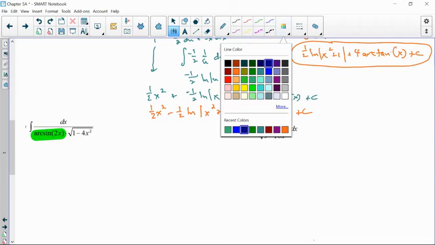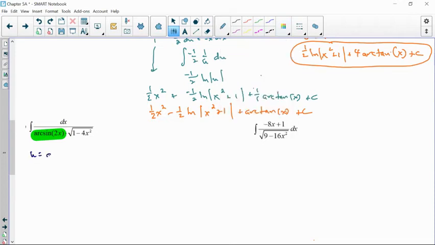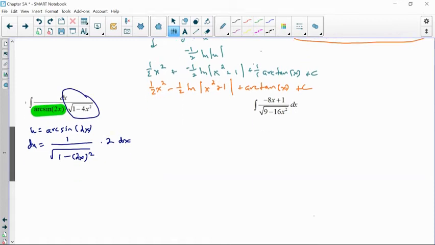So let's let u be arcsine of 2x. Watch the chain. So du, well, there's going to be a times 2, but look at this. How nice. It's 1 minus 2x as a quantity squared, and then chain rule times 2 dx. That's exactly what's sitting here. So this one actually is not too bad at all.